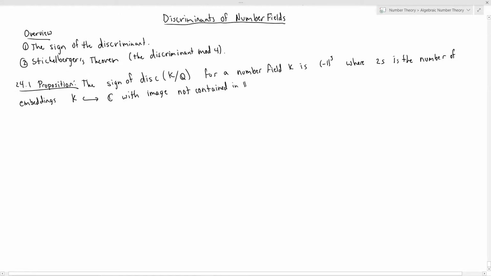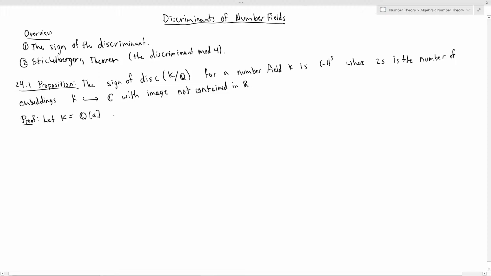So remember, there's an even number of these embeddings because they come in complex conjugate pairs. Okay, so how do we prove this? Proof. Since K is a number field, it's got to be some simple extension, and we're going to let K be Q adjoin alpha.